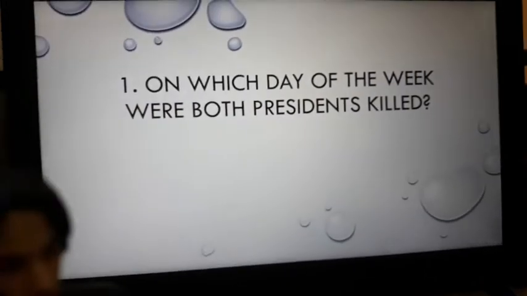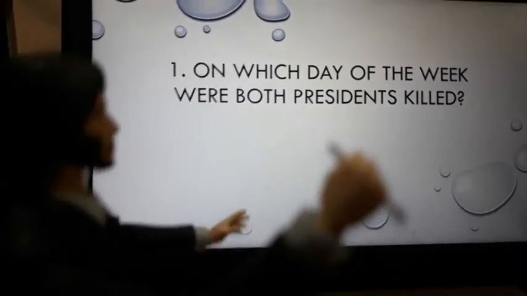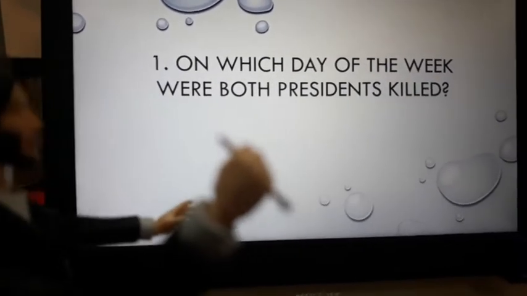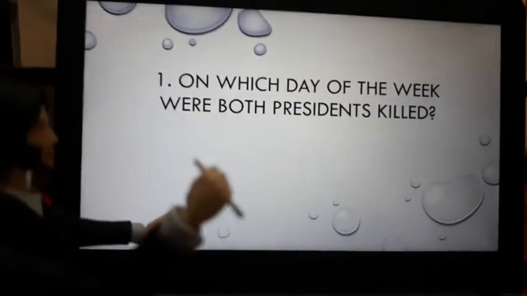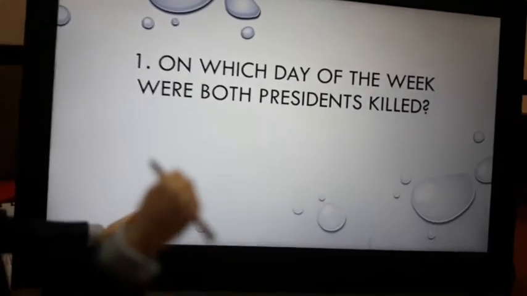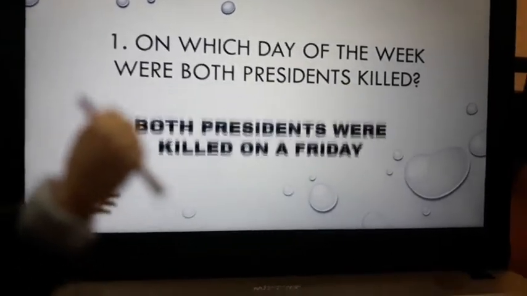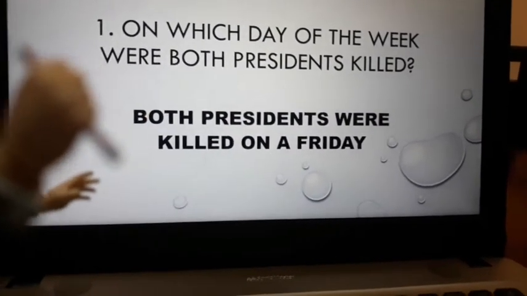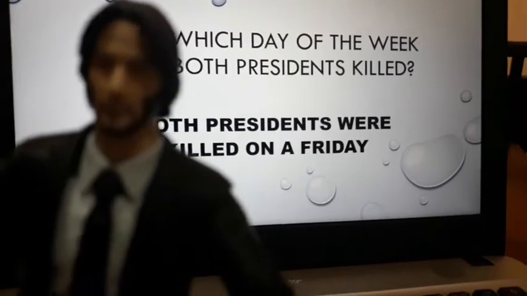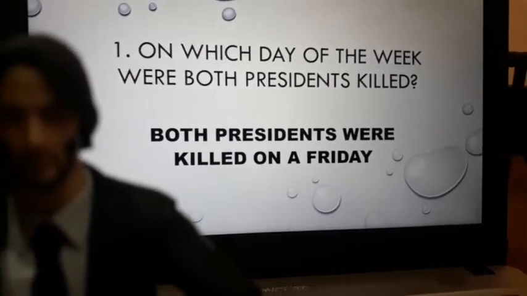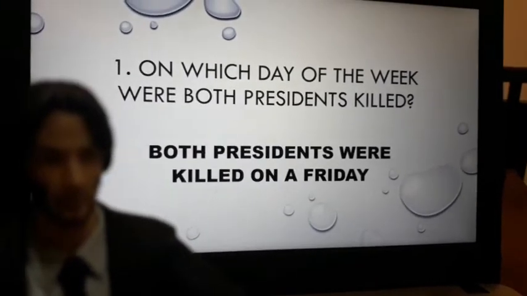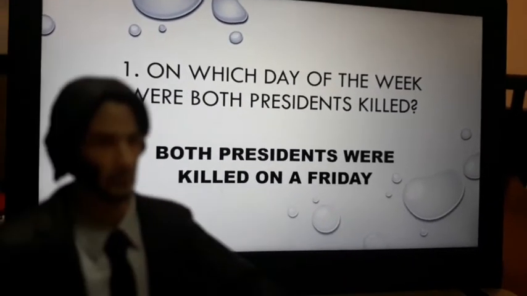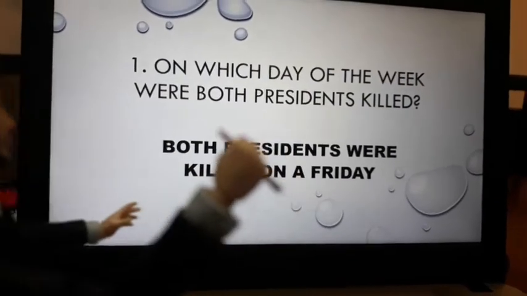Okay? So the answer for the first exercise, on which day of the week were both presidents killed? The answer is, both presidents were killed on a Friday. That will be the correct answer, okay? Because they're asking for what day, so the complete answer will be both presidents were killed on a Friday. Let's go with the second question.